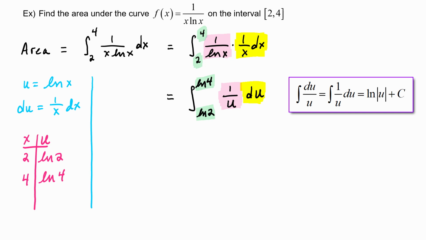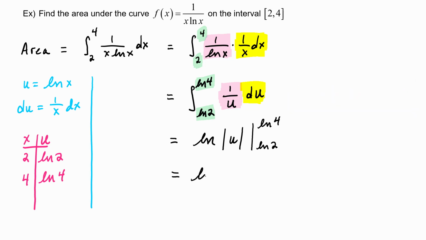Now, applying the fundamental theorem of calculus, we get that this is equal to the natural log of the absolute value of u, and instead of putting a plus c this time, we have to evaluate from the natural log of 2 to the natural log of 4. So then this will equal natural log of the absolute value of natural log of 4 minus natural log of the absolute value of natural log of 2. And this would be the exact form of the answer.